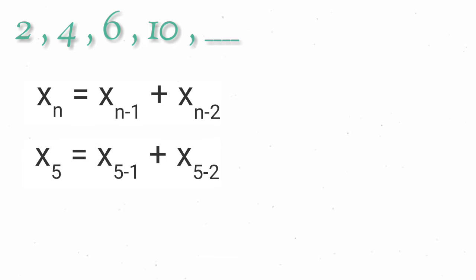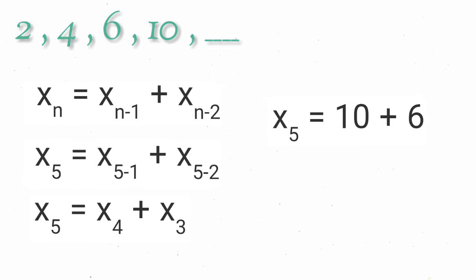To find the next term, we'll use the formula x sub n is equal to x sub n minus 1 plus x sub n minus 2. Substituting, we'll have x sub 5 is equal to x sub 5 minus 1 plus x sub 5 minus 2. So x sub 5 is equal to x sub 4 plus x sub 3, or x sub 5 is equal to 10 plus 6, and the answer will be 16.